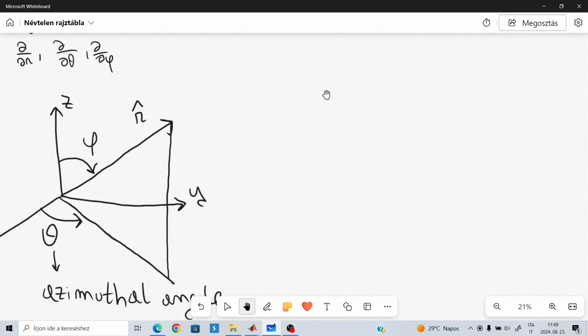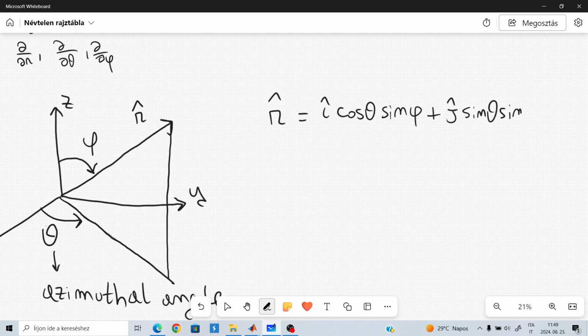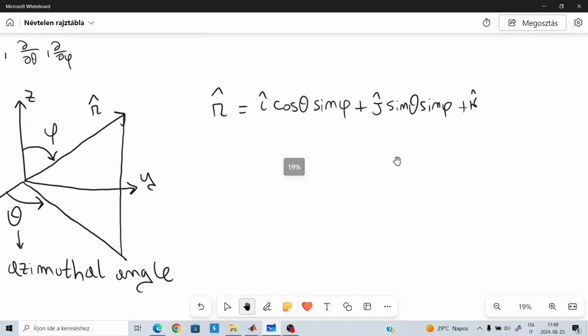Now, you can do the math. It's quite straightforward. It's well known in multivariable calculus. I will not get into this. R can be expressed in terms of the usual unit vectors along x, y, z, and in particular it can be written like this. It is i times cosine theta sine phi plus j times sine theta sine phi plus k, and then you have cosine phi here.